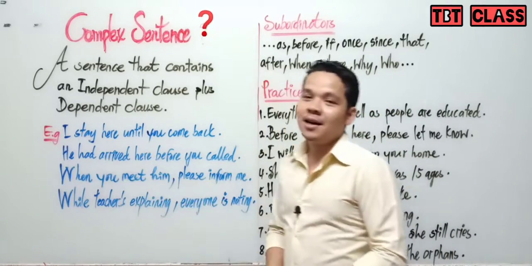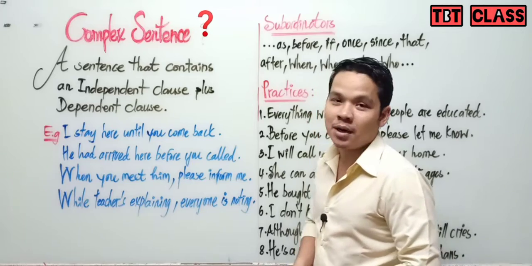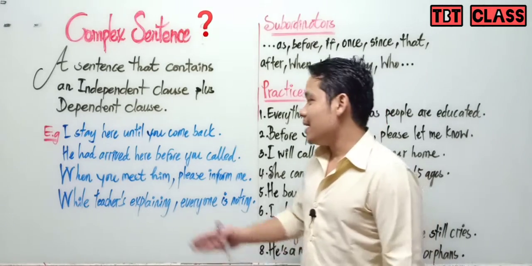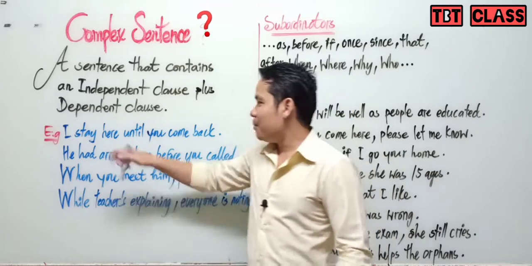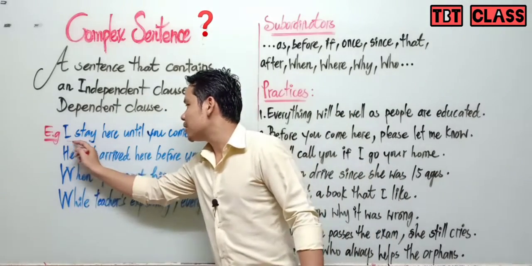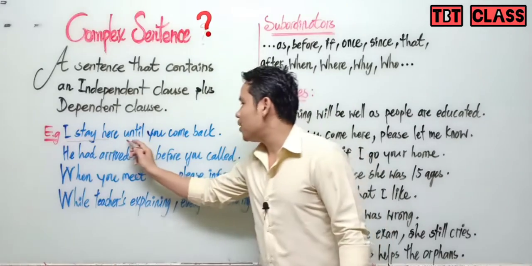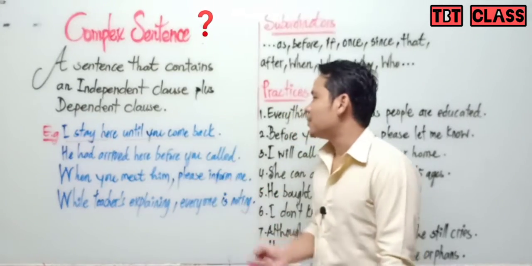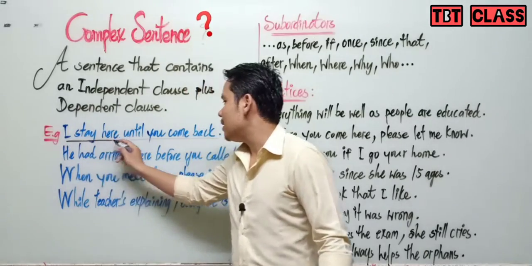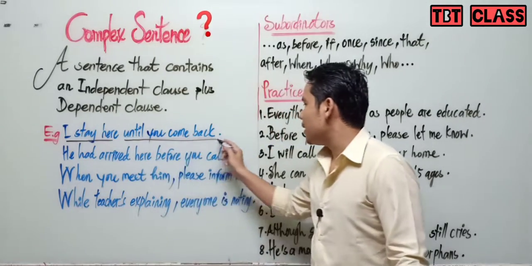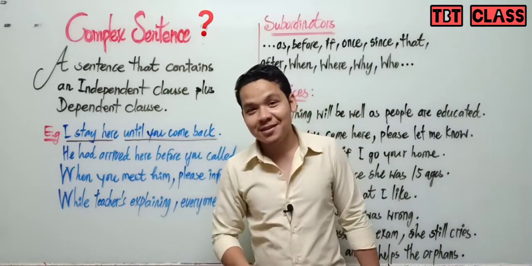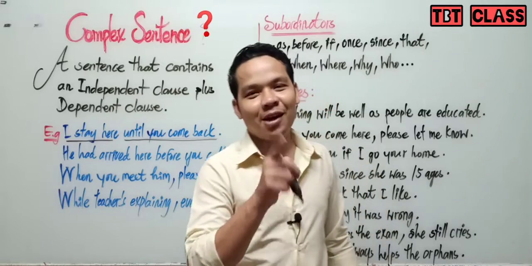I stay here until you come back. You see it? I stay here until you come back. We have two sentences. We have "I stay here," one sentence, and another sentence, "until you come back." "I stay here" is the independent clause. "Until you come back" is the dependent clause, or we call it a subordinate clause.